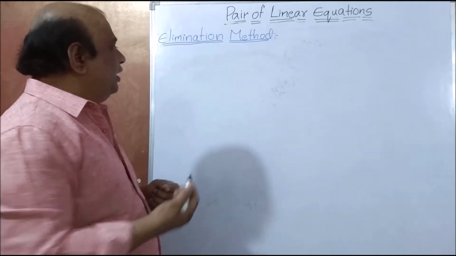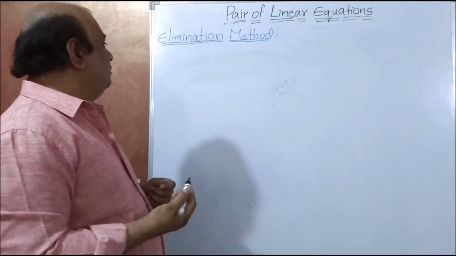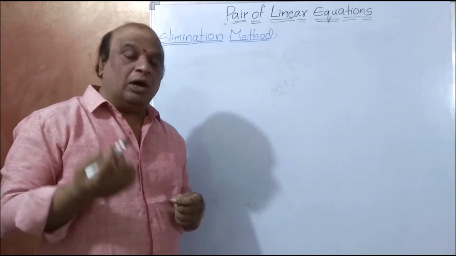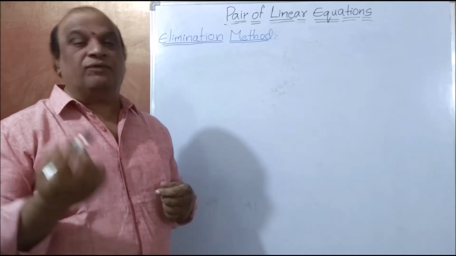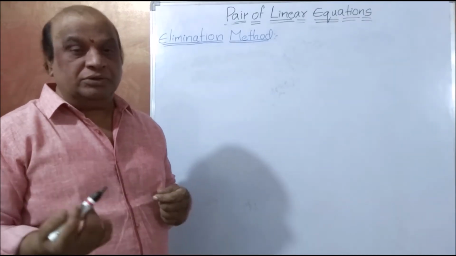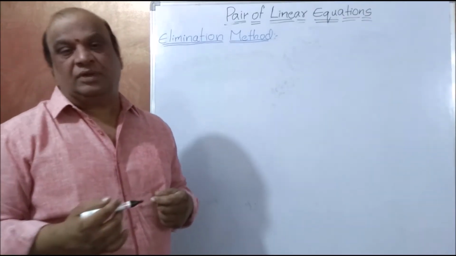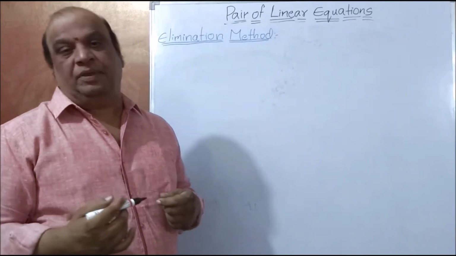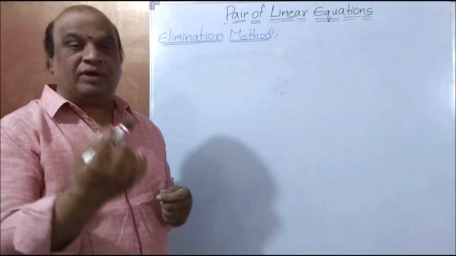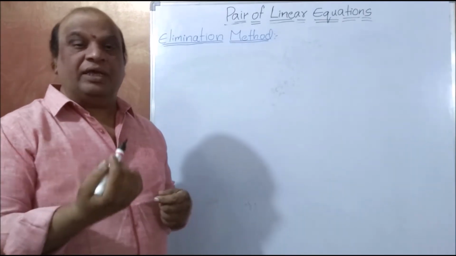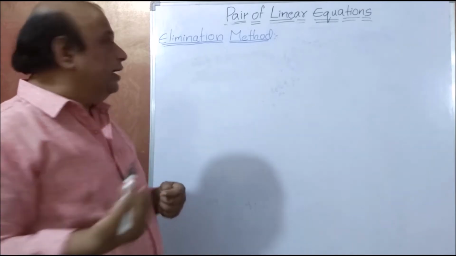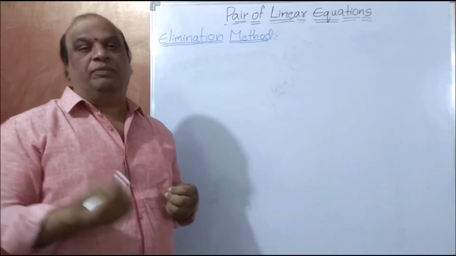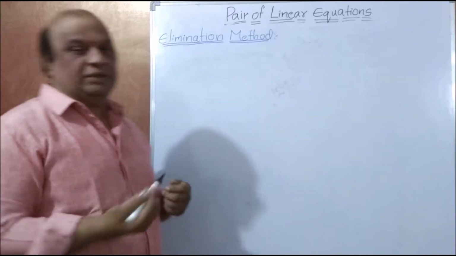Today in this video I am going to explain the elimination method. Elimination method means how to solve the pair of linear equations by using elimination method. From the sequence, this is the third method. First method is graphical method, second one is substitution method, and third one is elimination method. How to solve pair of linear equations in this method?